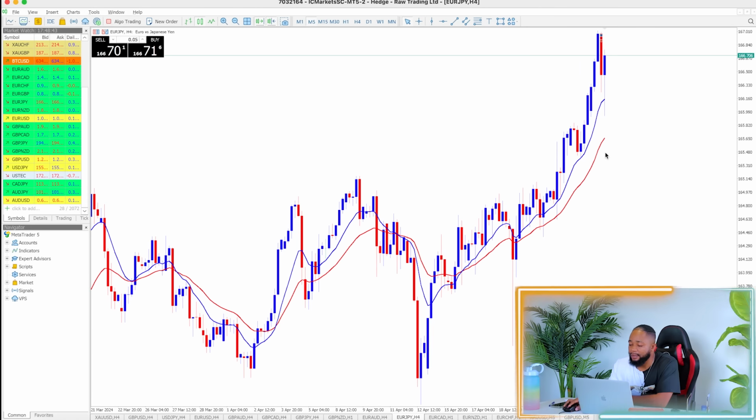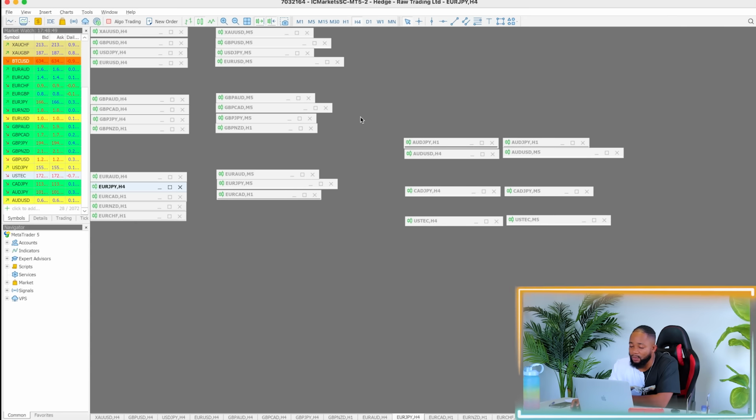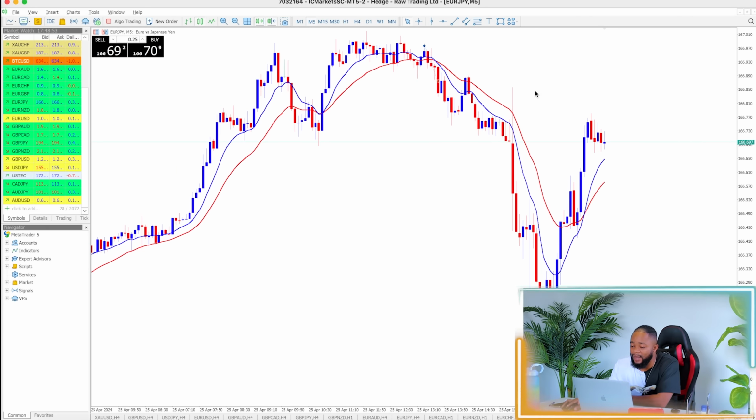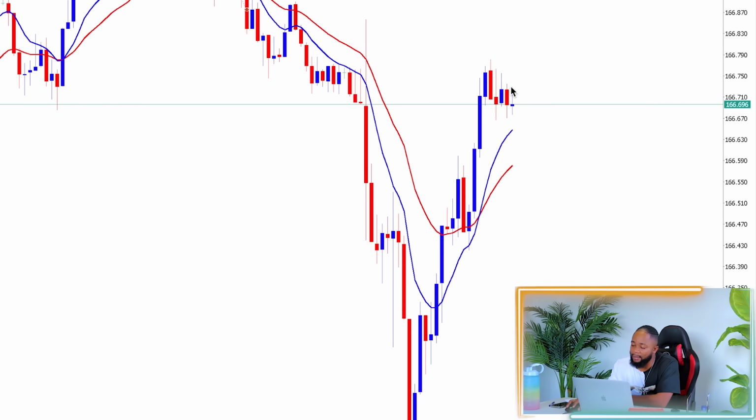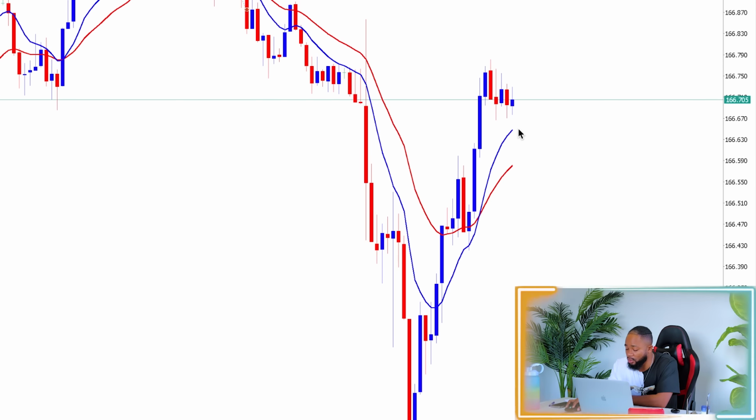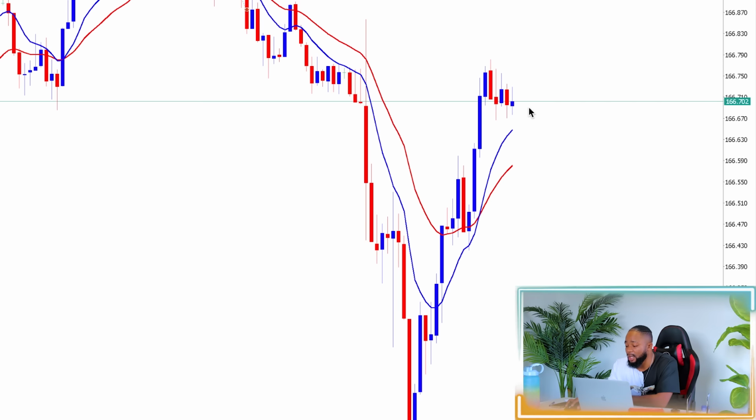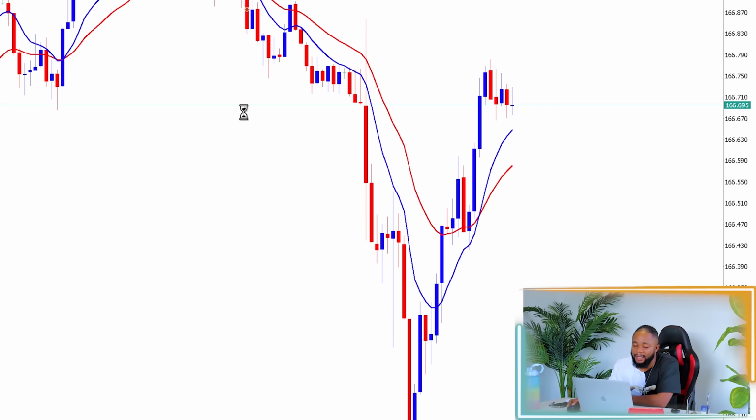Euro JPY, let's see what's happening on the high time frame, 4-hour time frame. The market is buying. Let's see what's happening on the 5-minute time frame, if the market is also buying. On the 5-minute time frame, voila, the market is also buying. The market has just pushed back to our slow and fast moving average close, giving us a bullish signal, and then we're going to be buying right there. Voila, that's a buy trade right there.